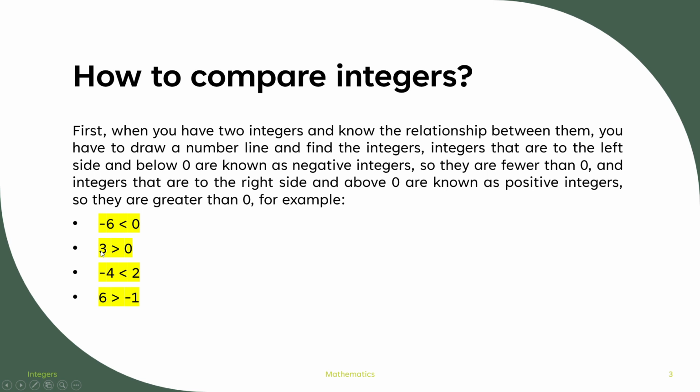When you have only a number without a sign, it means positive. Negative 4 is less than 2, because 2 is positive and negative 4 is a negative number. So negative is always less than positive. 6 greater than negative 1 is the opposite thing.